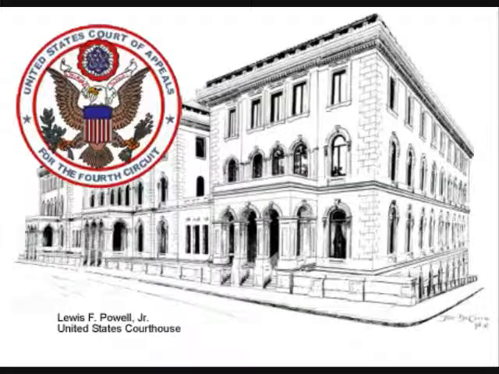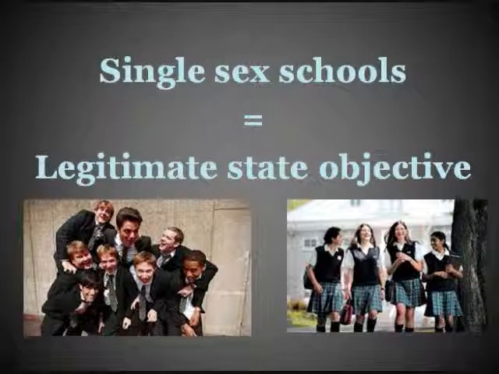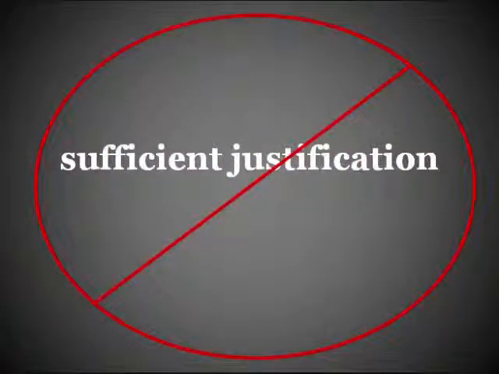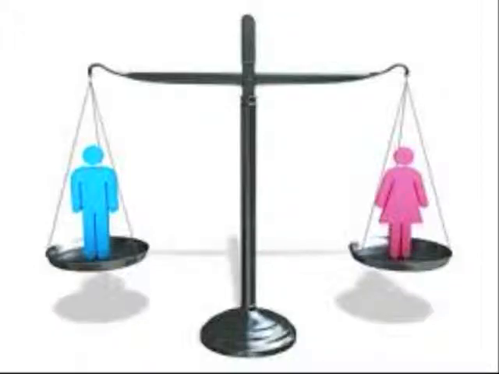The Fourth Circuit Court agreed with the District Court regarding the uniqueness of Virginia Military Institute and justifying the all-male policy. However, while single-sex education and diversity of educational options may classify as a legitimate state objective, the court ruled that Virginia and VMI did not establish a sufficient justification for the exclusion of women. This insufficient justification was based on the ruling that single-sex educational institutions must do more than favor one gender.